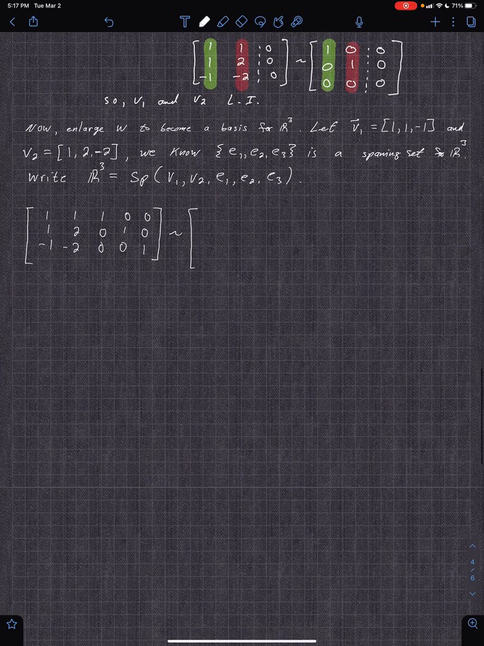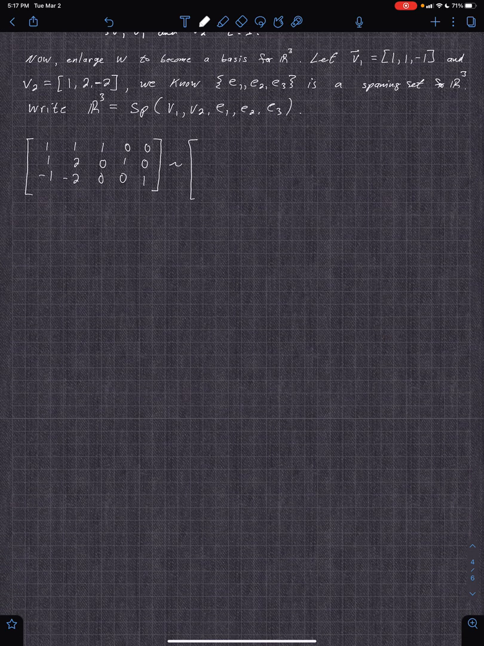All right, so when you row reduce, you'll get 1, 0, 2, 0, 1, 0, 1, -1, 0, -1, 0, 0, 0, 1, 1. And that's just by the calculator.